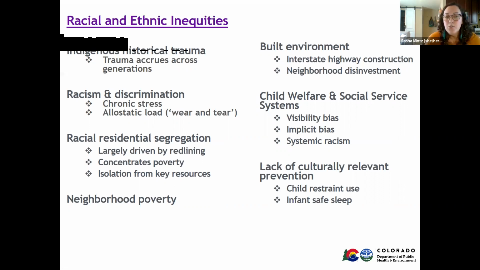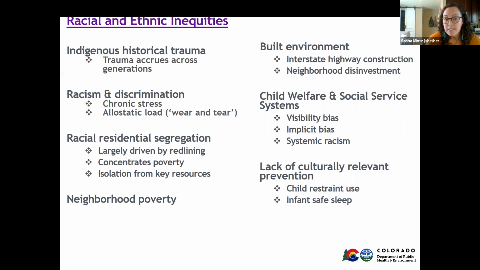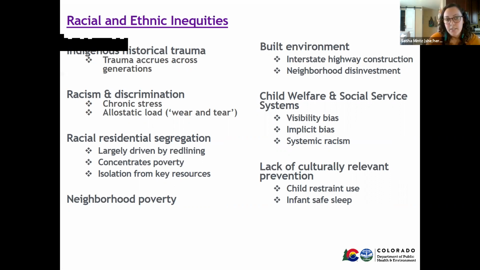There are also some cultural differences in child safety practices that highlight the lack of culturally relevant prevention strategies. For example, there are cultural differences in child restraint use, such as seatbelts and car seats, which may contribute to disparities in motor vehicle deaths. Research suggests that Hispanic caregivers may be less likely to use safety restraints in certain situations, including being on a short drive or in a rush, not having enough restraints in the car, and if someone was holding the infant or child.